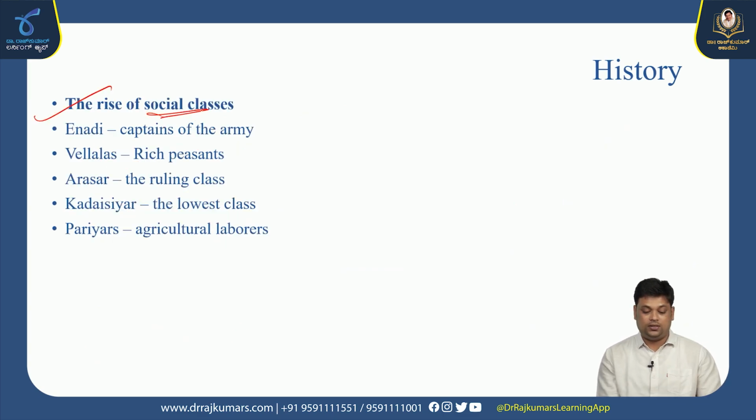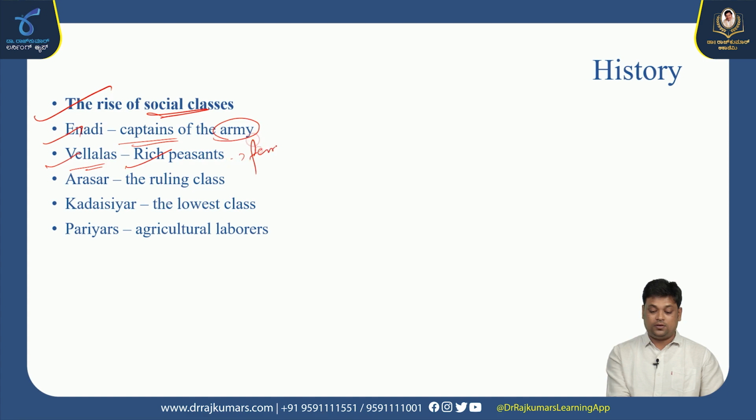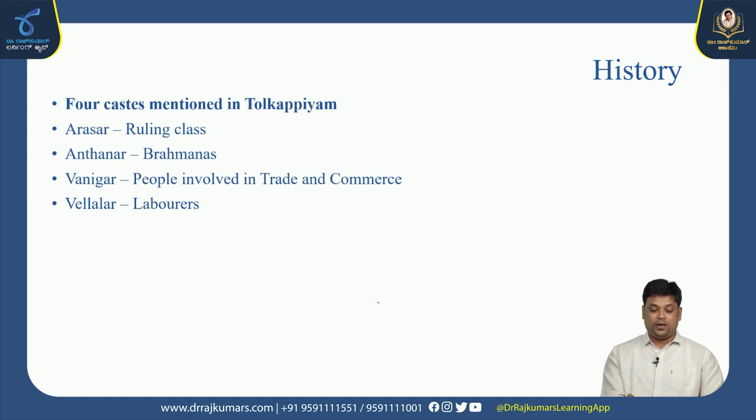Rise of social classes. About the social classes: Enadi means the captains of the army. Vellalas is the terminology used for rich peasants, farmers. Peasants means farmers. Arasar, the ruling class. Kadaisiyar means the lower caste. Paraiyar means agricultural laborers. These are all the different types of social classes under the Tamil Sangam.